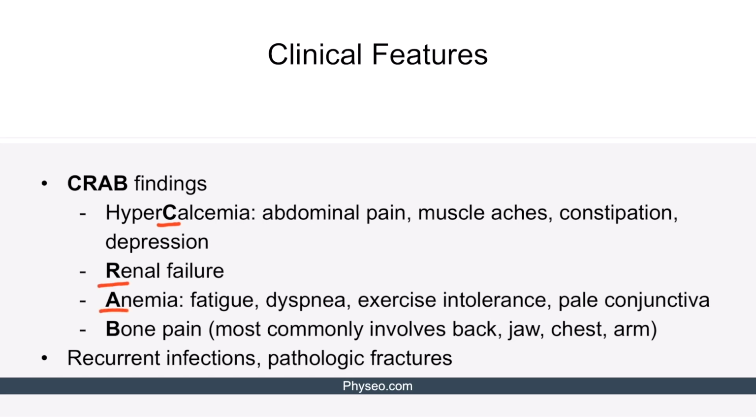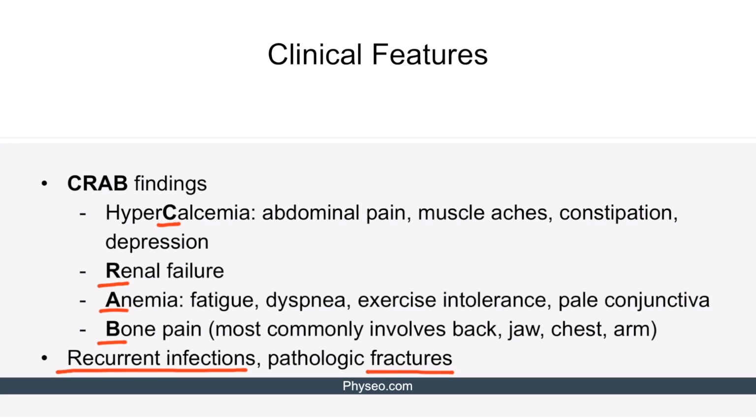A stands for anemia, which can present with fatigue, dyspnea, exercise intolerance, and pale conjunctiva. Finally, the B stands for bone pain, which most commonly involves the back, jaw, chest, or arms. Possible but less likely presentations in multiple myeloma are recurrent infections and pathologic fractures.